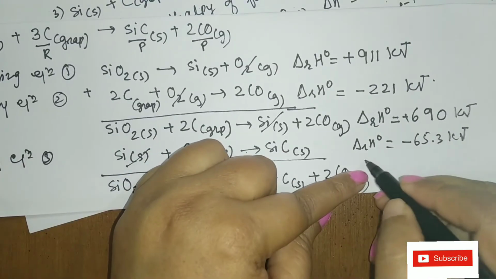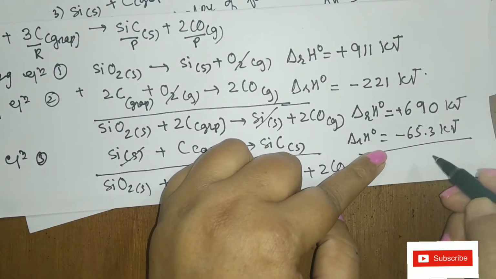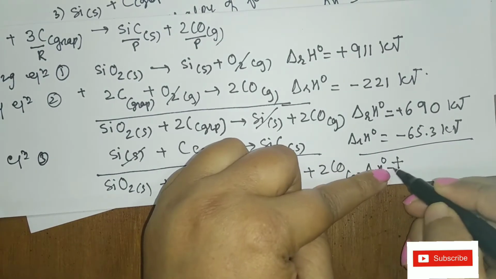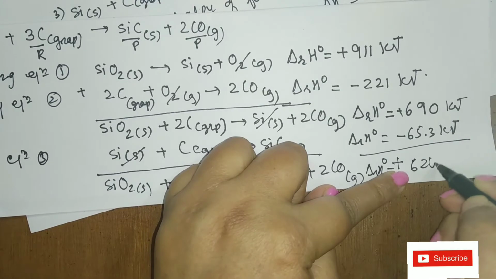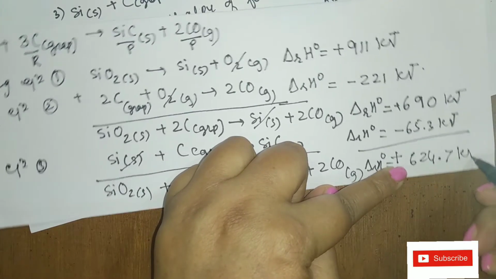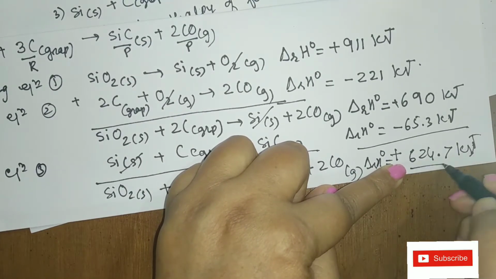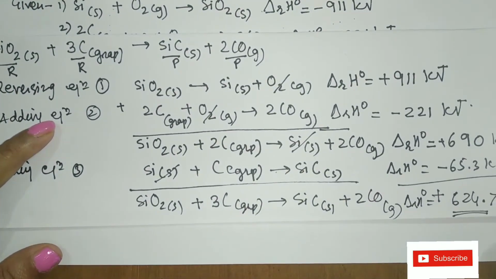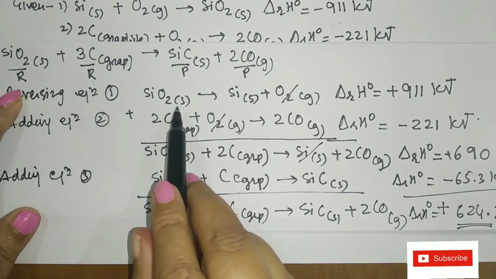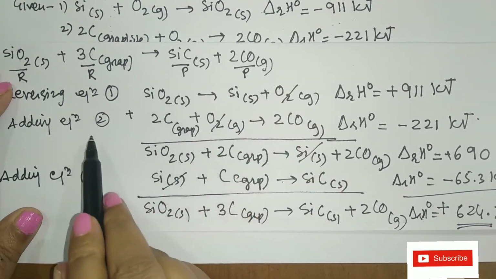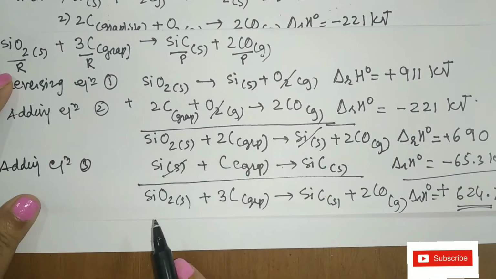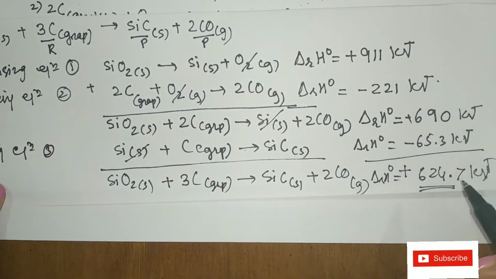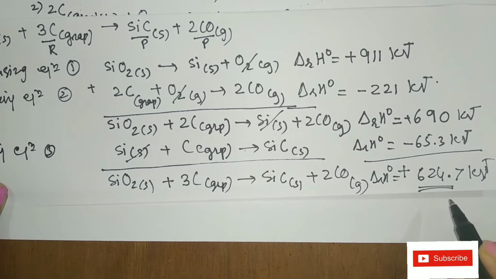As I have added this, let us add this also. So after adding this, I will get delta H for the reaction is equal to positive 624.7 kJ. So your answer is 624.7 kJ. So what we did, student, first we reversed equation 1. Then we added that equation to equation 2 and then added to equation 3. So this is how the problem is solved. You got the answer of 624.7 kJ.